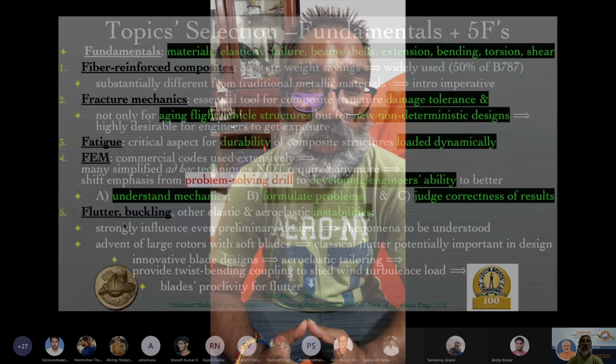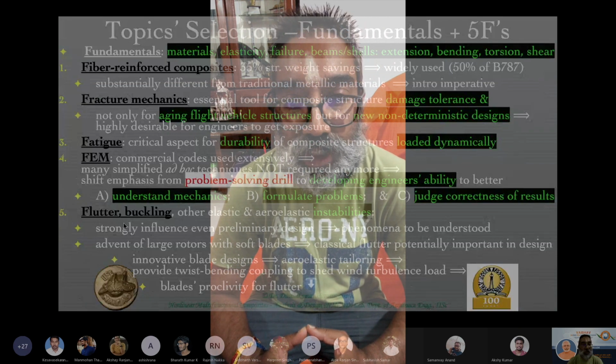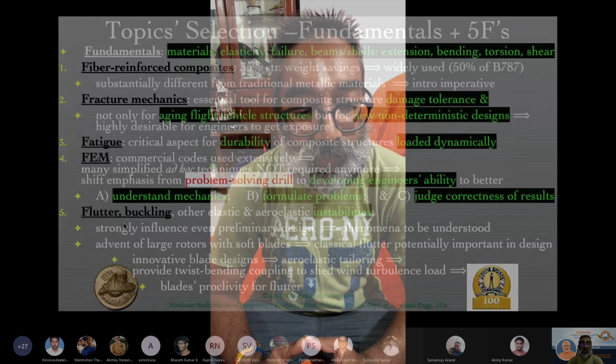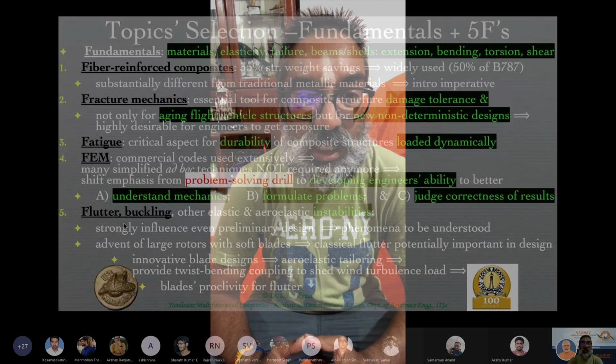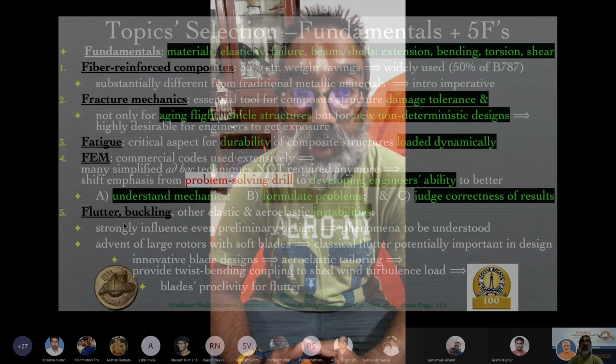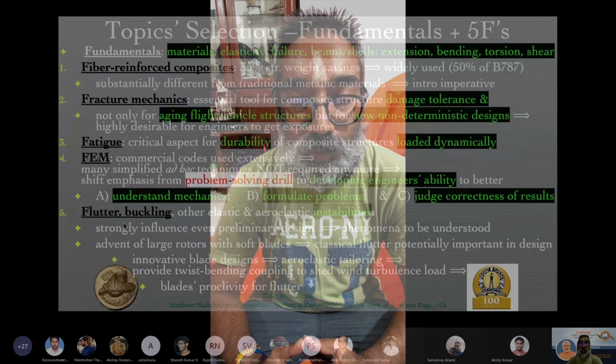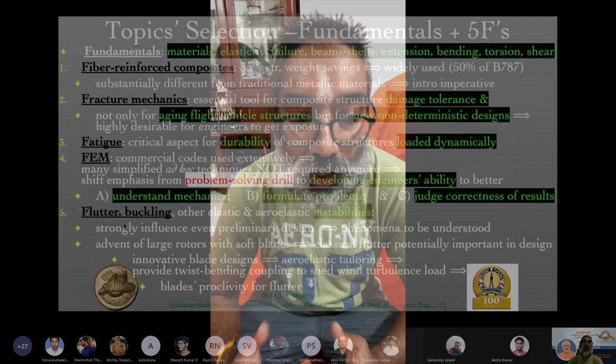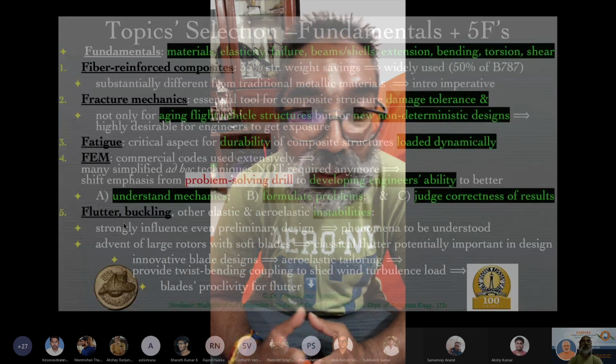There are also static aeroelastic instabilities like divergence, which we'll touch upon. The reason why, again, this is important is they strongly influence not only the detailed design, but the preliminary design itself. In some situations, we want to avoid it. In some situations, we want to take advantage of it.